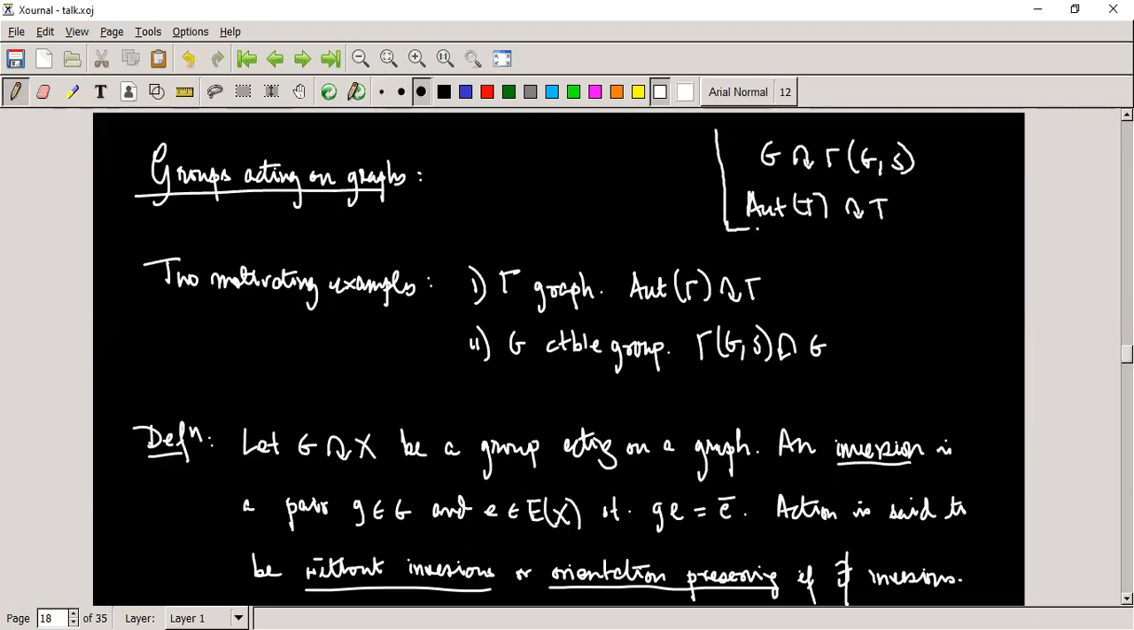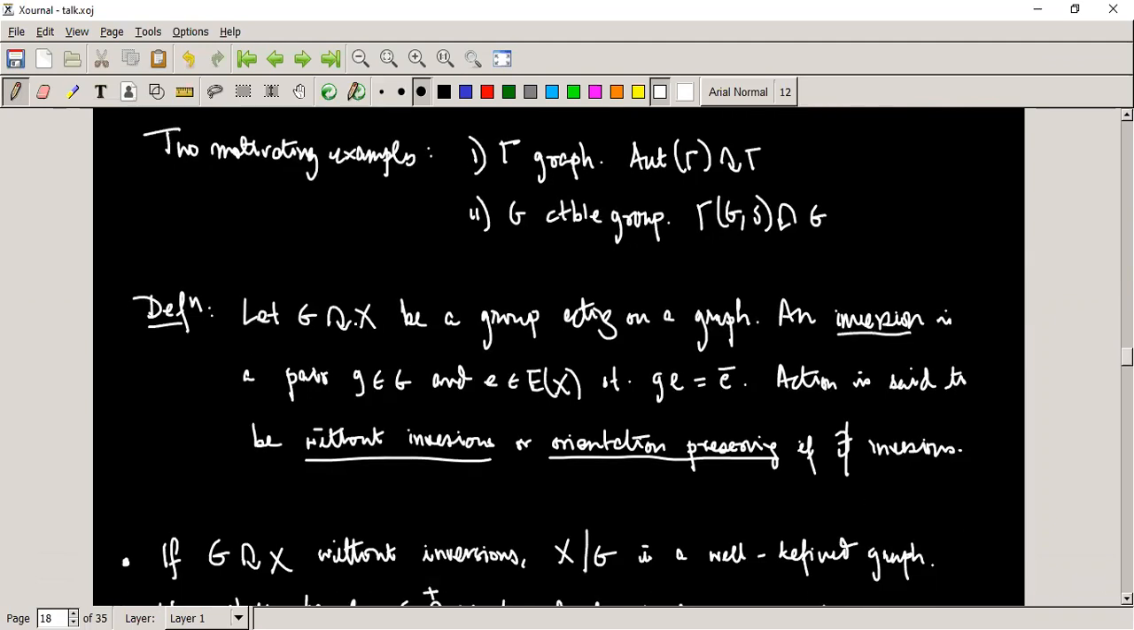So it seems that for this notion, you should write a general definition. And indeed you can. Let G be a group acting on a graph. What does that mean? That means that G acts on the set of vertices by automorphisms of the graph. So any element little g of capital G acts on X by graph automorphisms. That's the definition of a group acting on a graph.